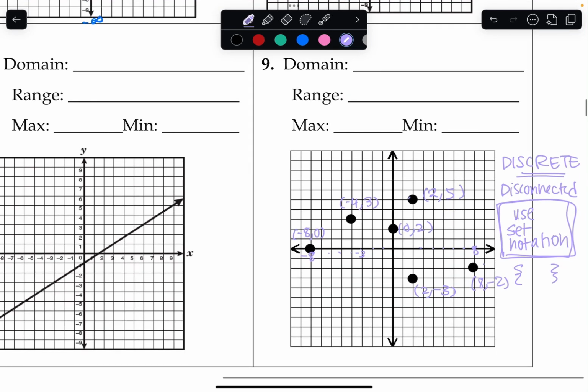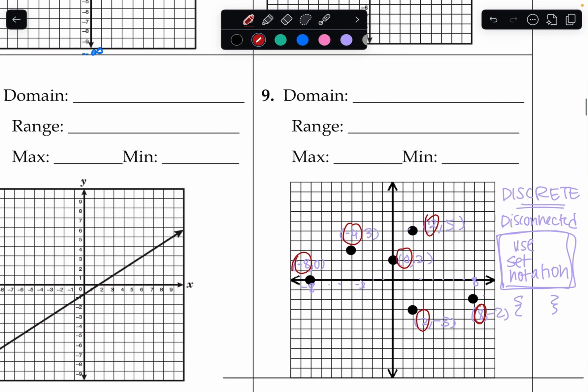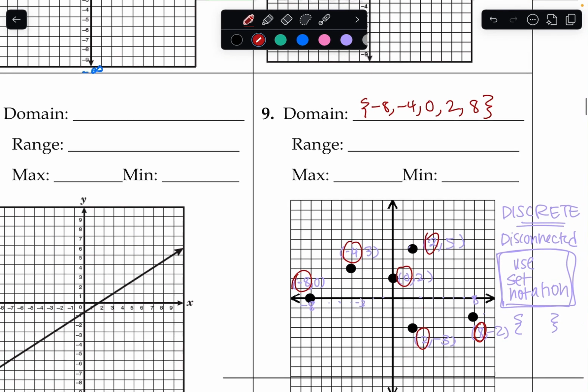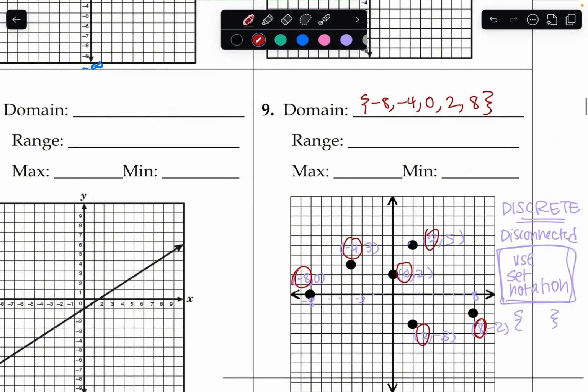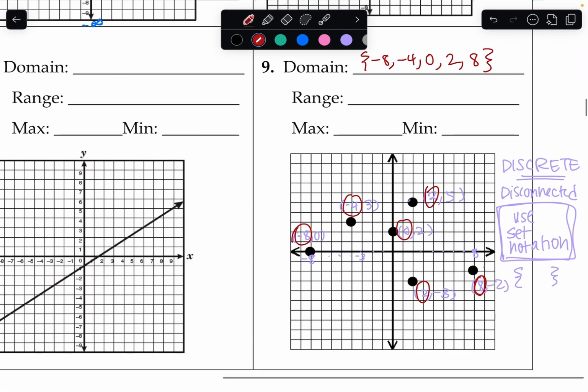And so domain is all our x's. And so go from left to right: -8, -4, 0, 2. We see the 2 twice, but we're not going to list it twice, and then 8. So -8, -4, 0, 2, don't double list, and then 8. Kind of like my class roster. If I see you twice, I don't list you twice, because then it looks like I have extra students. So that same principle applies for domain and range.